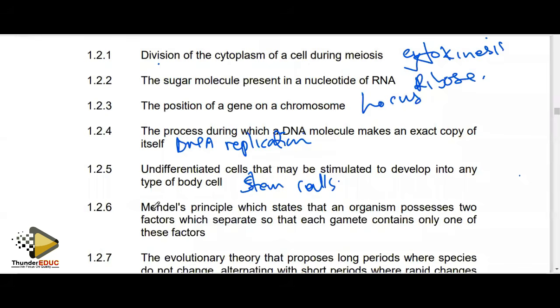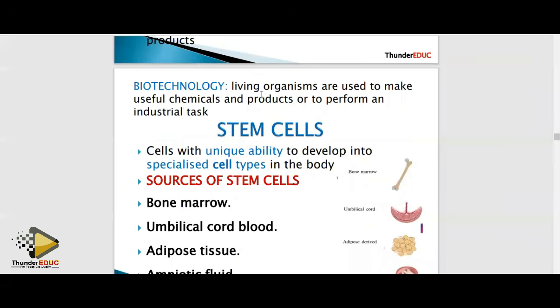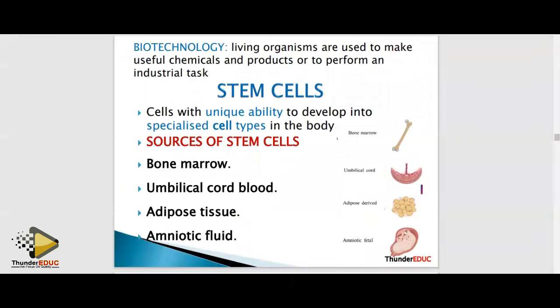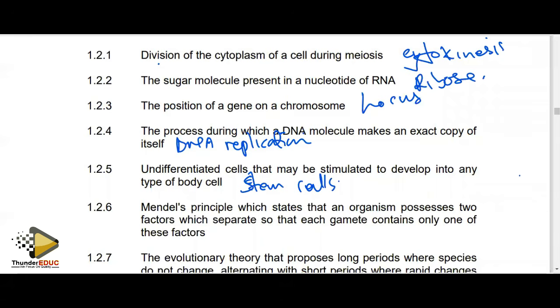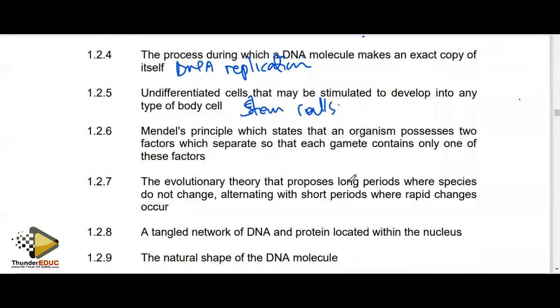So if you look at the question here, it's saying undifferentiated cells that may be stimulated to develop into any type of body cell. So here you're saying these cells can develop into specialized cell types in the body. It's just a reverse, but that's what they are looking for, which we call stem cells. There is no question that you're going to find in the exam that is not answered by this booklet, which we call a distinction material, Excel in Life Science.